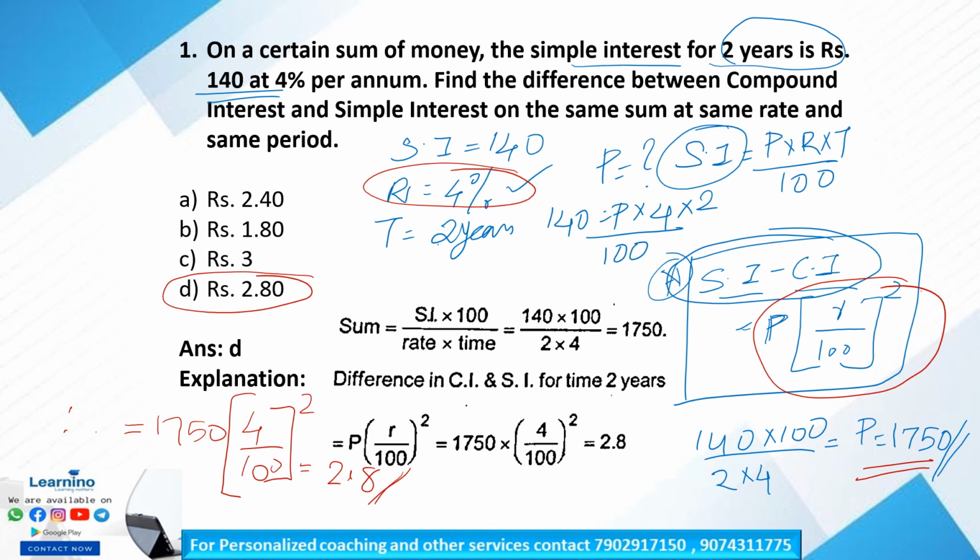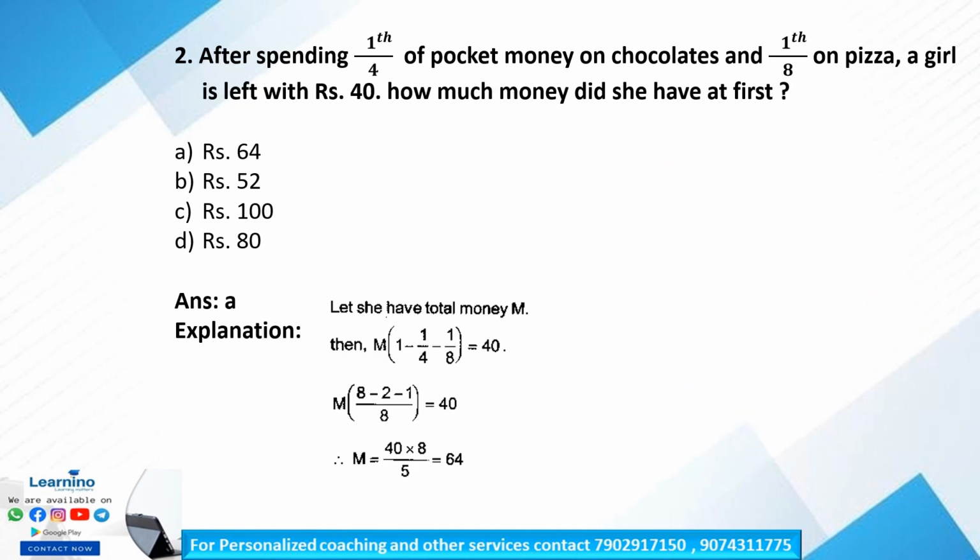So, question number 2. After spending 1 by 4th of the pocket money on chocolates and 1 by 8th on pizza, a girl is left with rupees 40. How much money did she have at first?